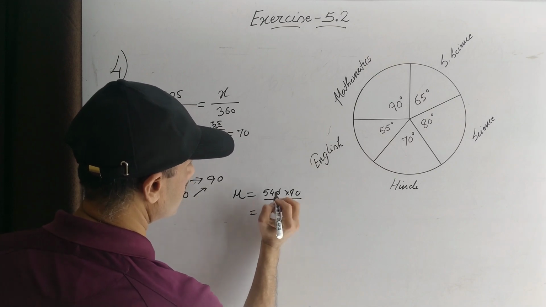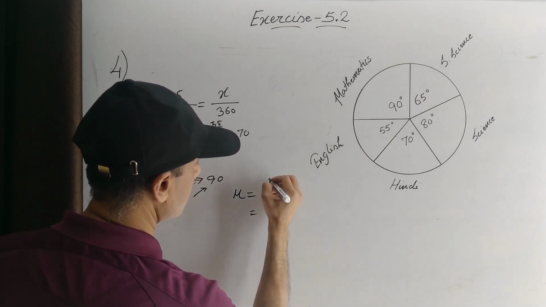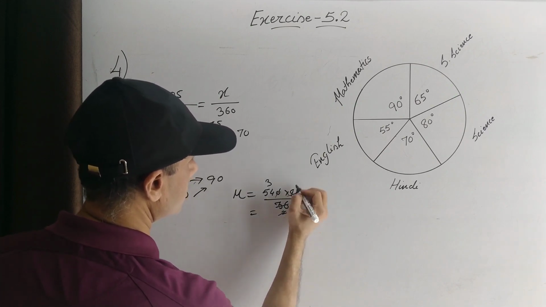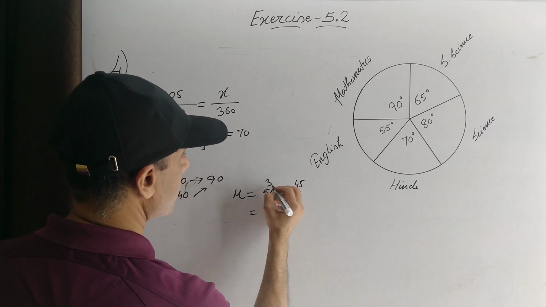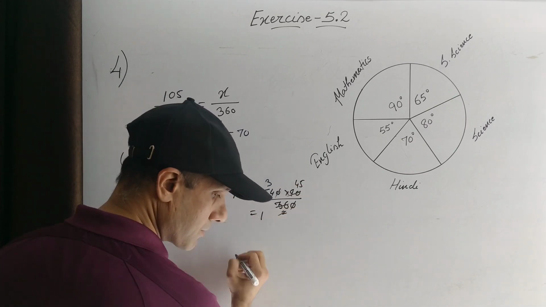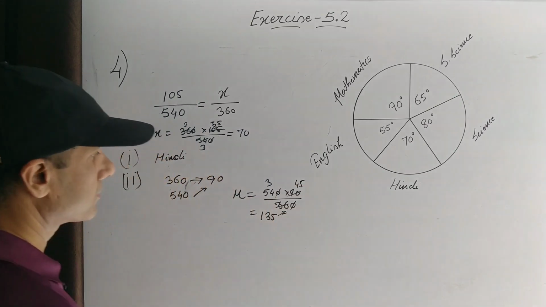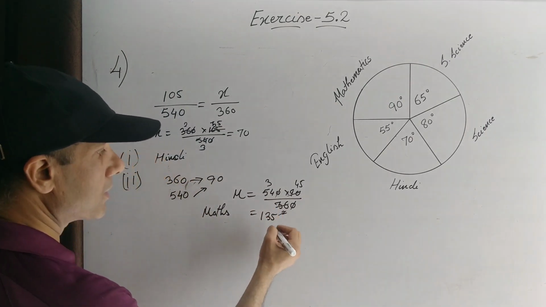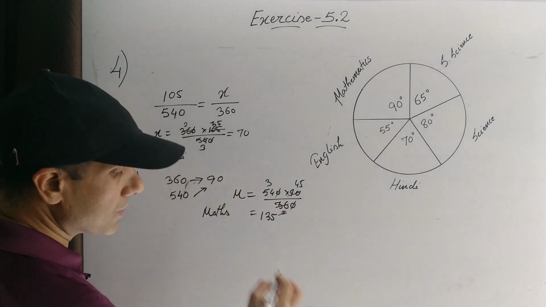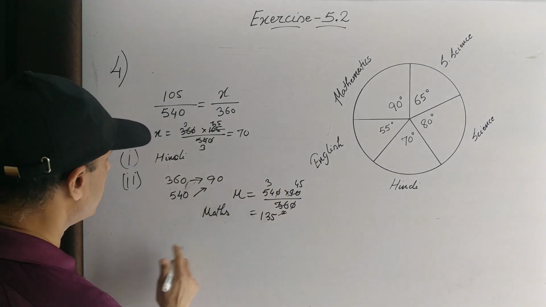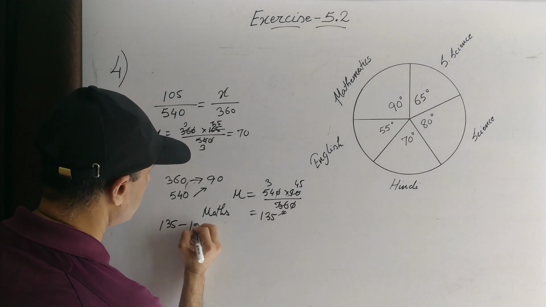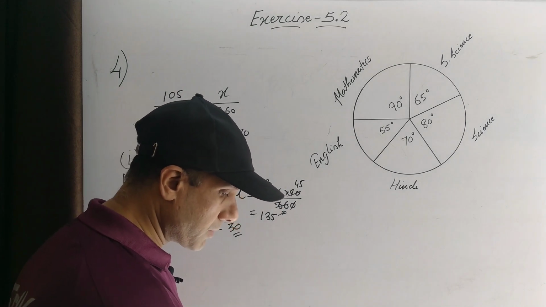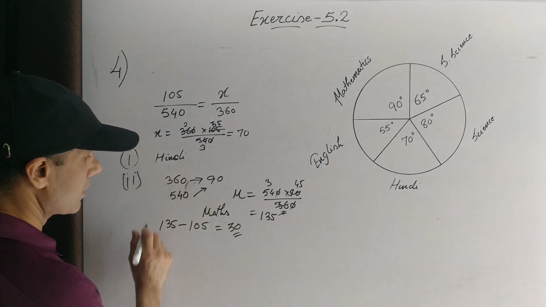So this is 135. So the score in mathematics is 135 marks. The score in Hindi is 105. So 135 minus 105 is equal to 30. The student has scored 30 marks more in mathematics than in Hindi. Clear?